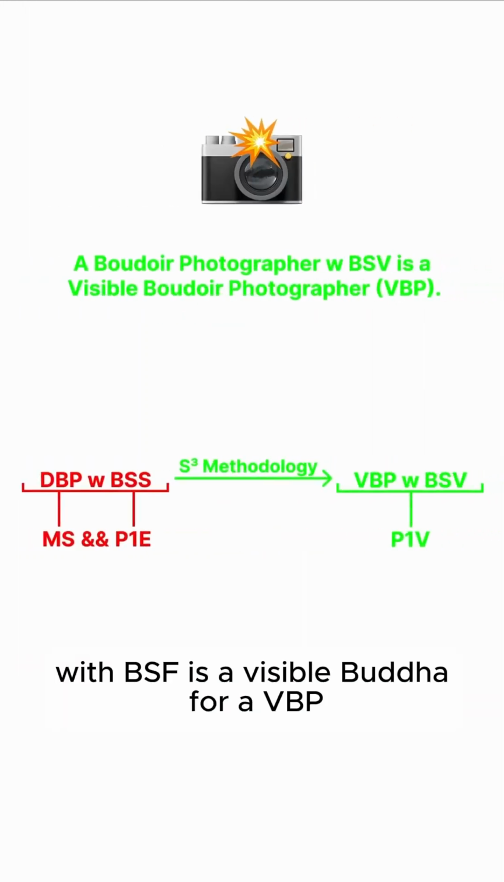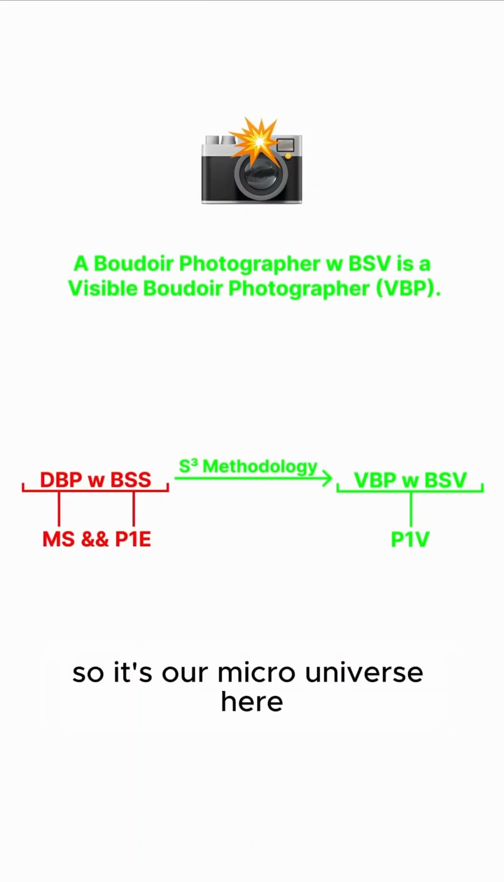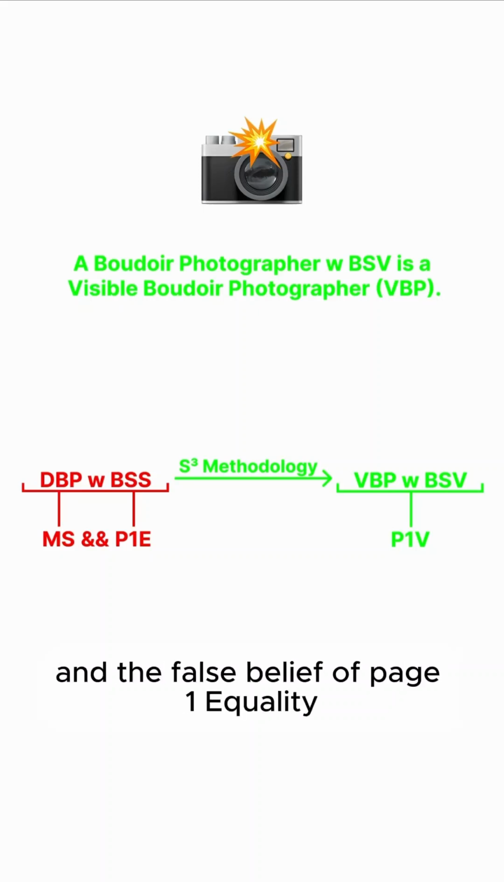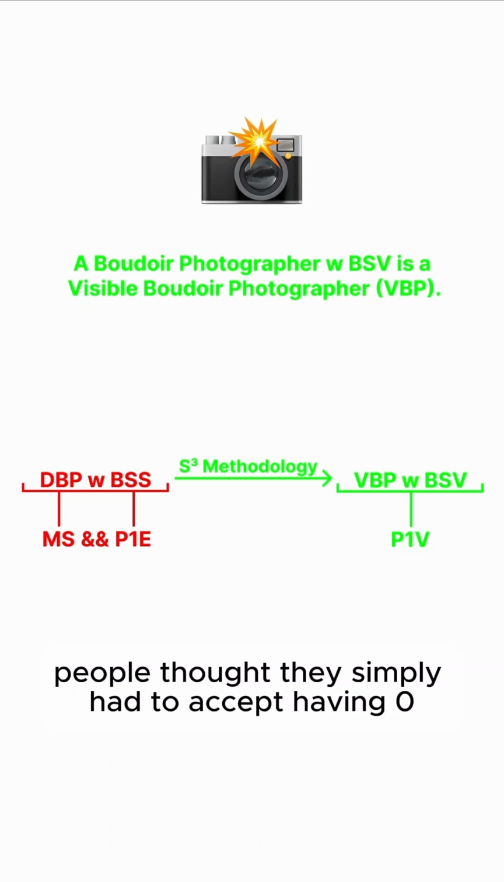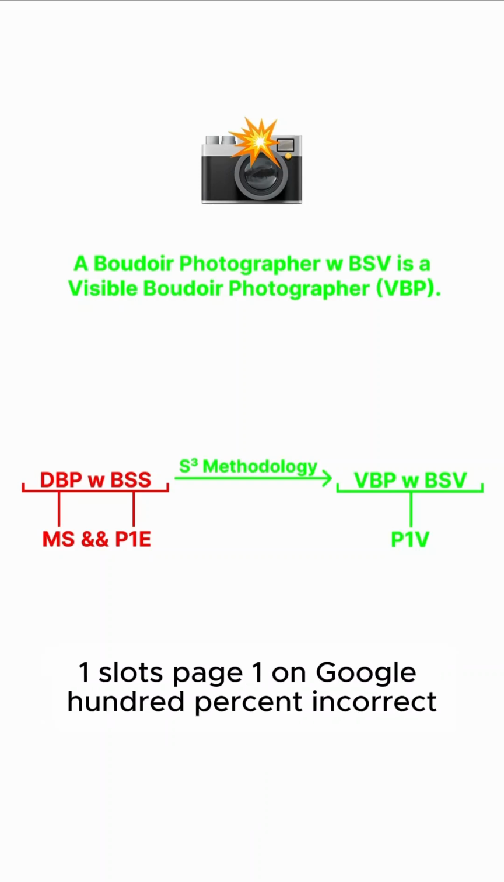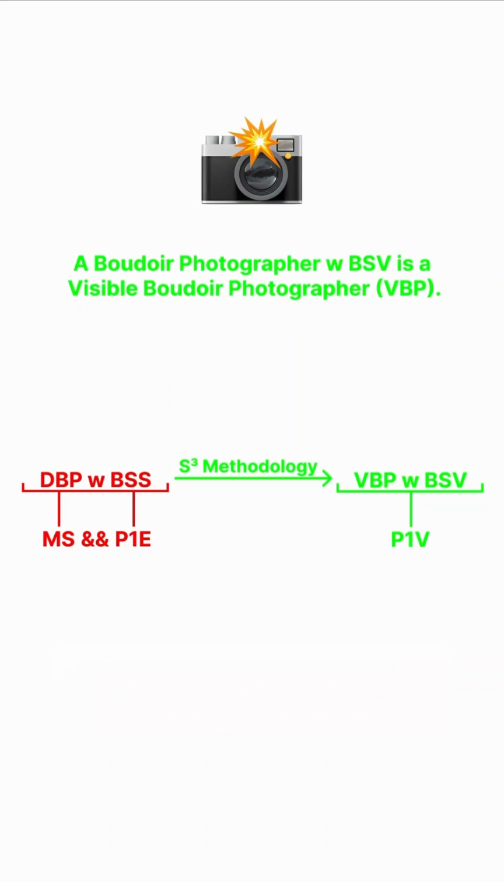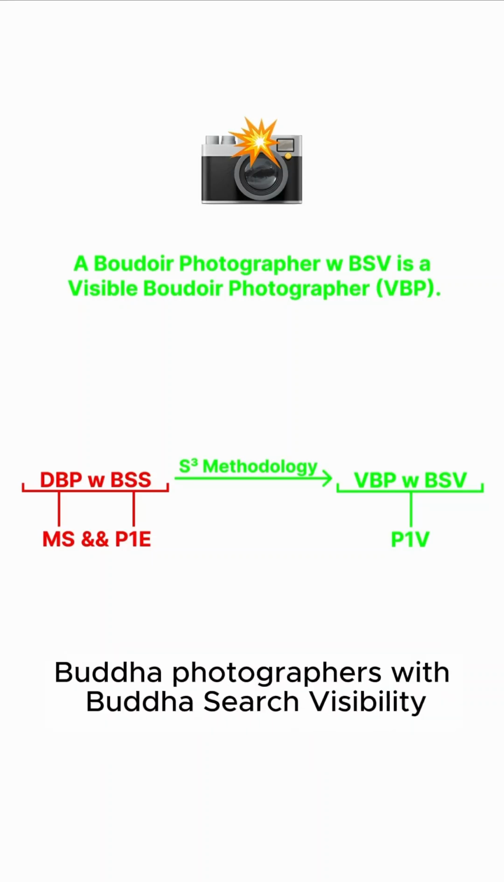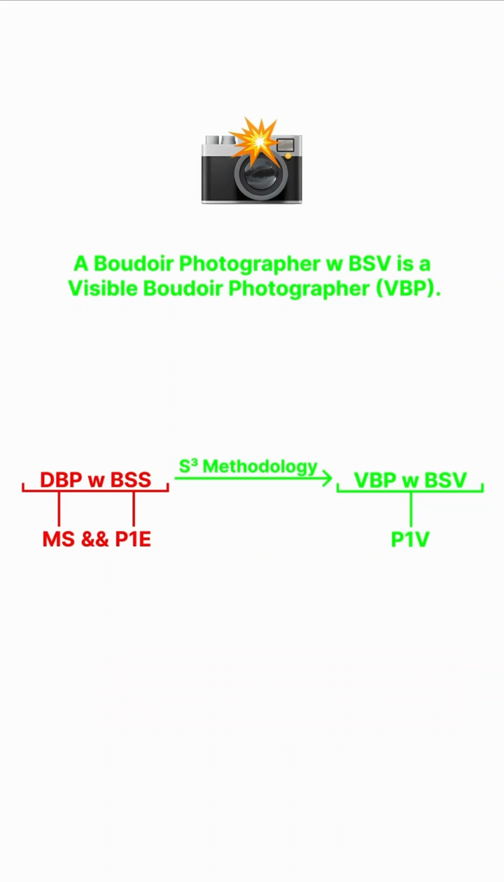And a boudoir photographer with BSV is a visible boudoir photographer, a VBP. So this is our micro universe here. A disappearing boudoir photographer with boudoir search sameness is caused by the dual horns of market saturation and the false belief of page one equality. People thought they simply had to accept having 0 and 1 slots on page one on Google. 100% incorrect. We now know that. We developed a solution, S-cubed methodology. We achieve page one visibility. We become visible boudoir photographers with boudoir search visibility.